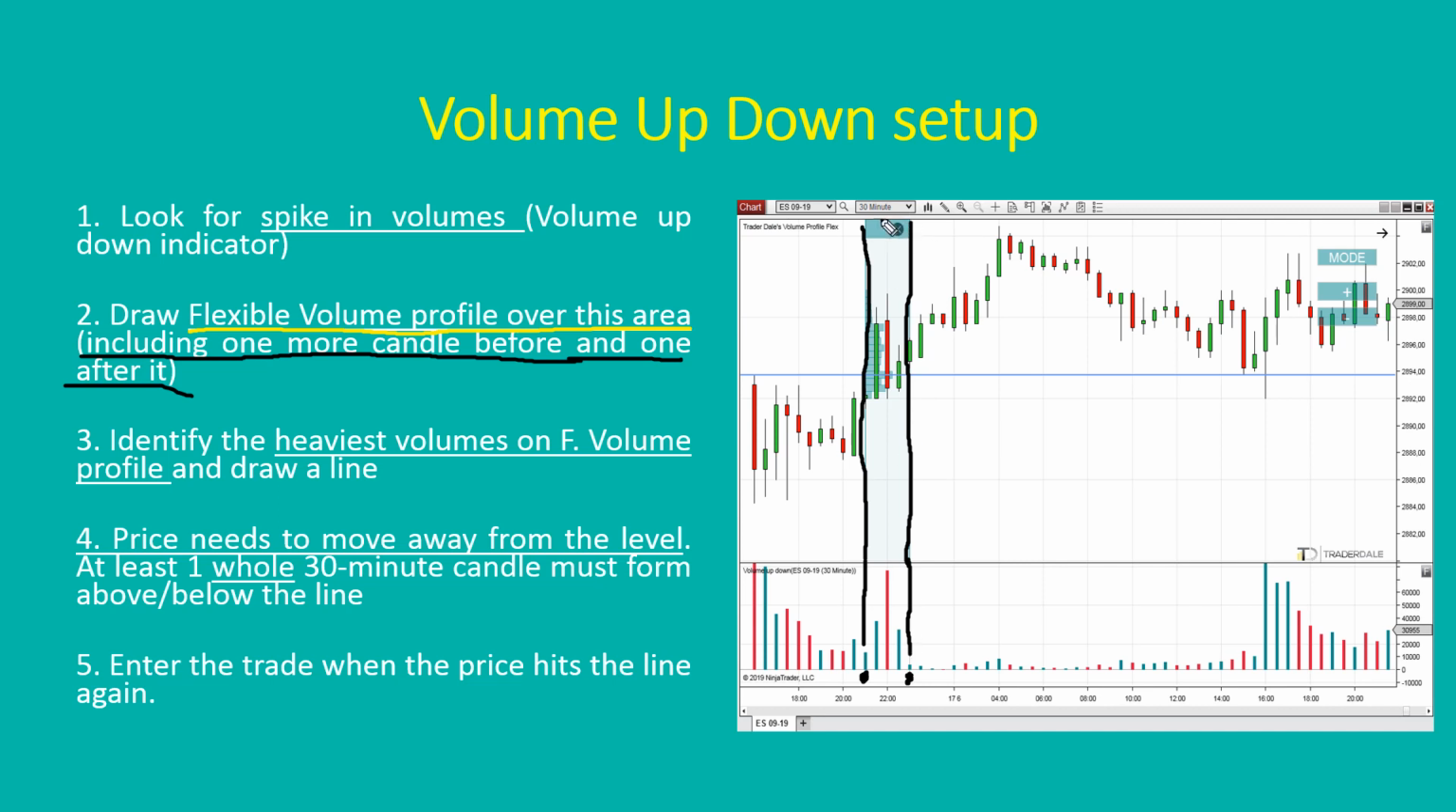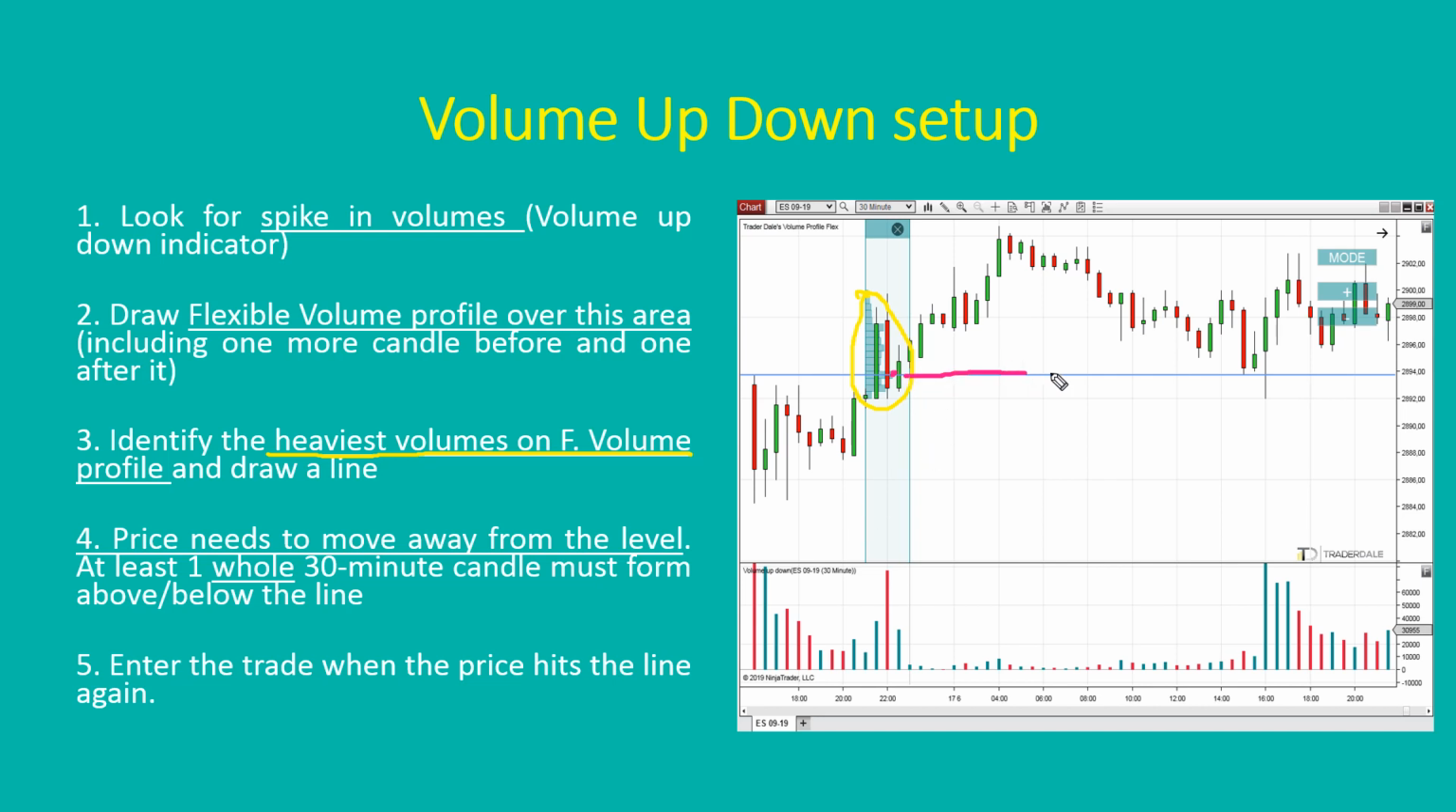So you draw the profile over this area. By the way, I'm using a 30-minute chart, I forgot to say. The third step is that you identify the heaviest volumes on the flexible volume profile. So you look at those volumes and you identify the heaviest volumes. In this case, it's in here. This is where the volume profile is the thickest. You identify the heaviest volumes and you draw a line from there.